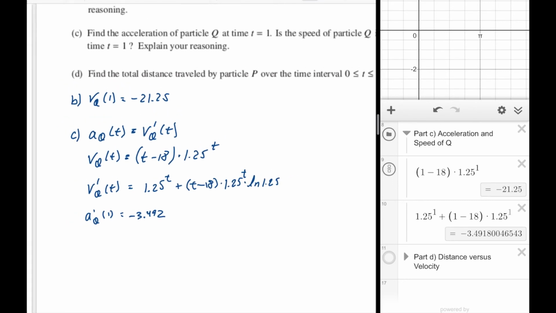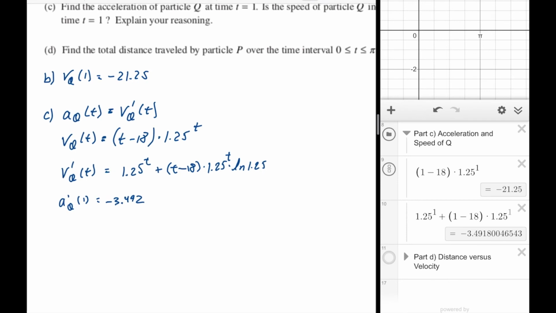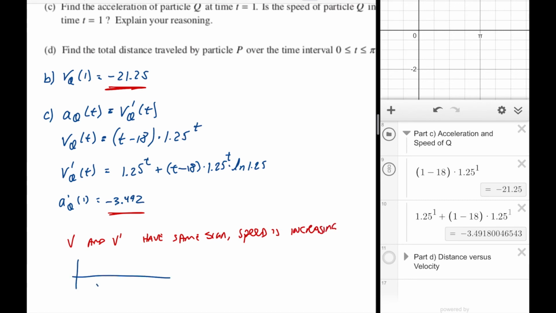Now, speed, increasing or decreasing. Our velocity is negative, and then we are increasing in the negative direction. So because the velocity and acceleration have the same sign, both are negative, the speed is increasing. Speed is our magnitude. Our velocity is negative, but it's getting more negative. So if we're to graph our velocity, it is getting further away from a velocity of 0.